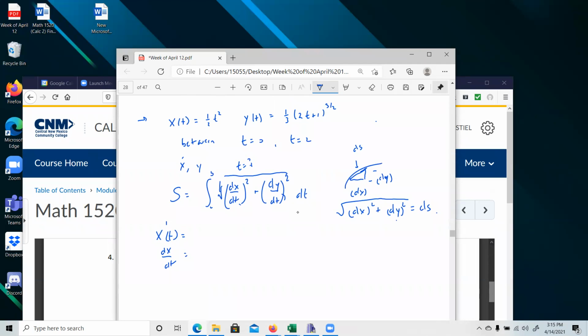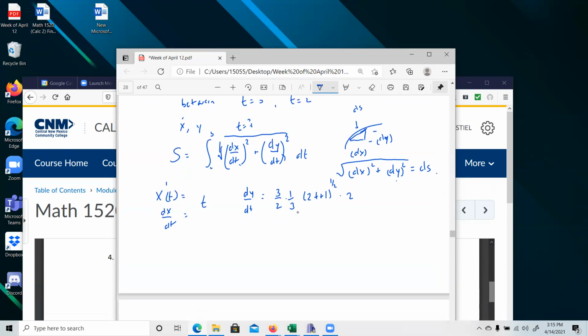And again, not a terrible derivative, right? 1/2 t squared, that's just going to be t. And then dy by dt, and I know it's been a while since you had to do derivatives, but this is 3/2 times 1/3, 2t plus 1. The 3/2 drops down by 1, so we get 1/2 times chain rule 2. So all of this is just 2t plus 1 raised to the 1/2. This is my dy by dt, and then dx by dt is just t.